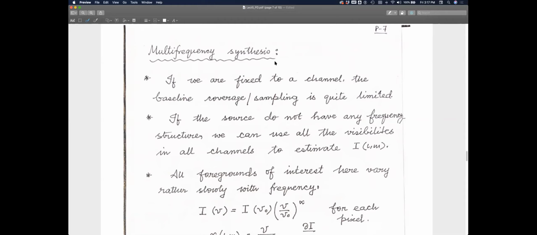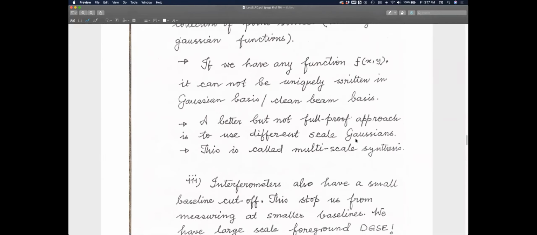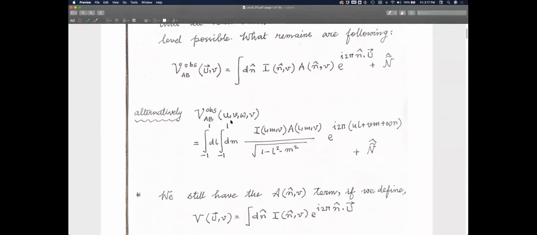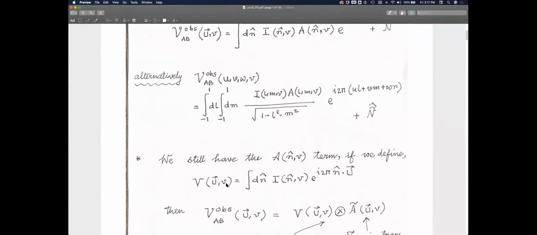Now, if my source does not have any frequency structure, which means my source looks exactly the same along my bandwidth of observation, then I have the visibilities as a function of l, m, and nu. Let me go back to my first slide here. I have the visibilities as a function of u and nu, measured at different u and different nu.